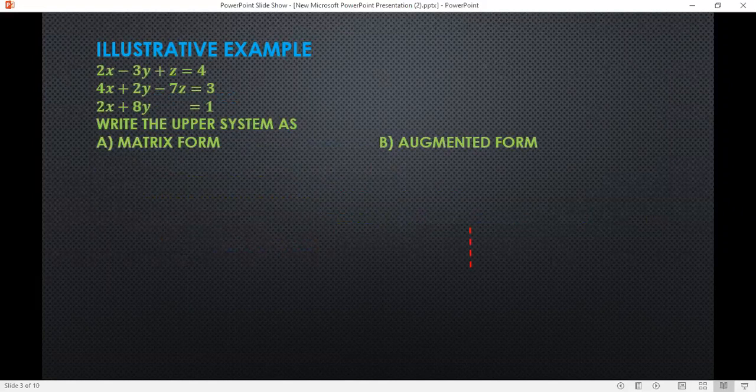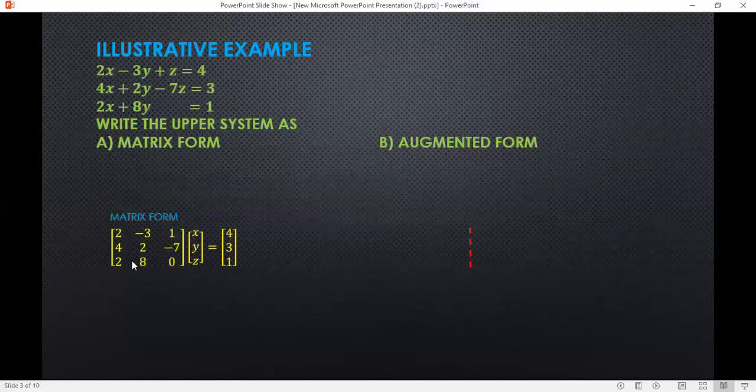Here we have a system of linear equations: 2x minus 3y plus z equals 4, 4x plus 2y minus 7z equals 3, 2x plus 8y equals 1. Then I want to write this system of linear equations in the form of a matrix and in the augmented form. For the matrix form, I'm going to make this matrix and take the coefficients of x, y, and z and put them in a matrix.